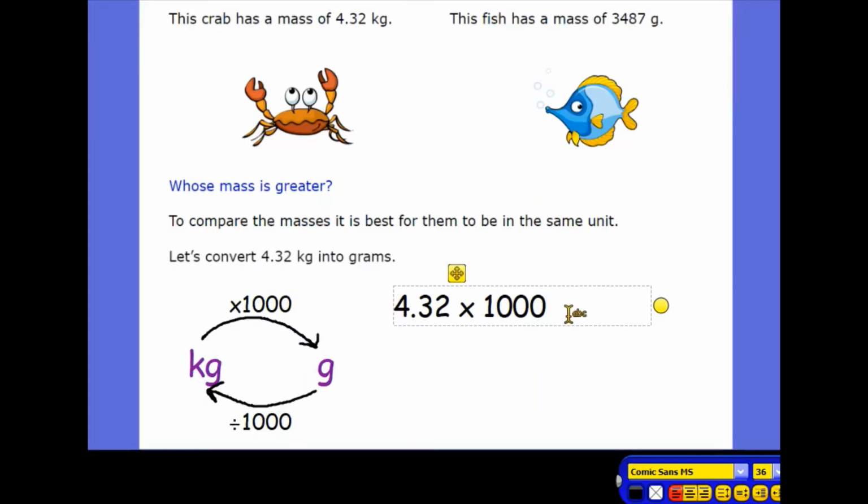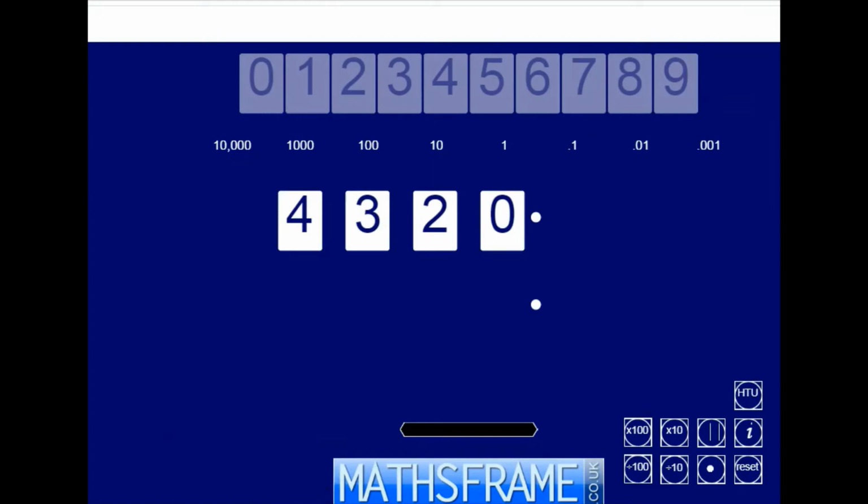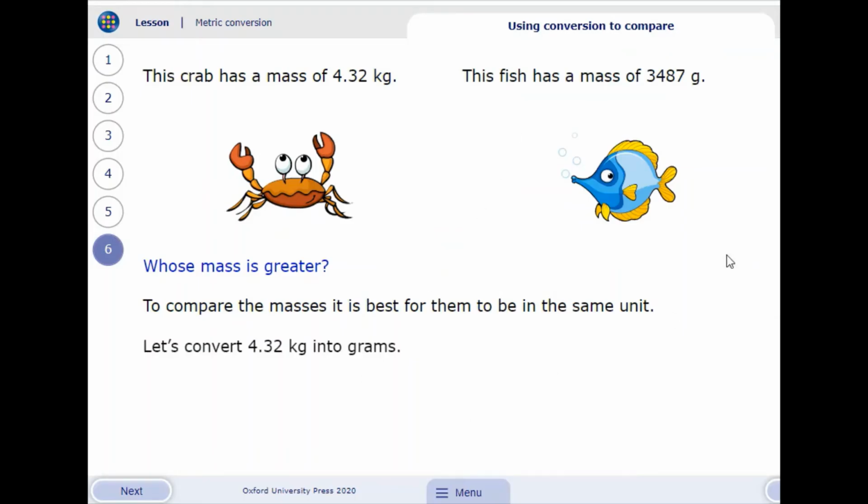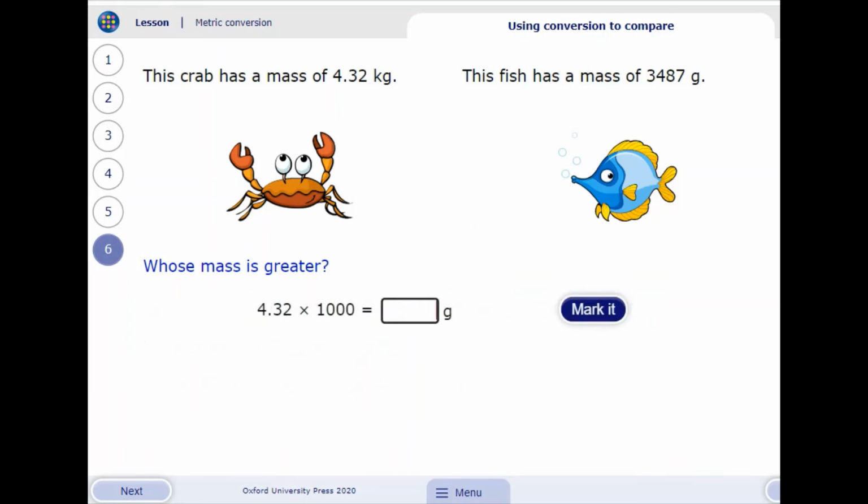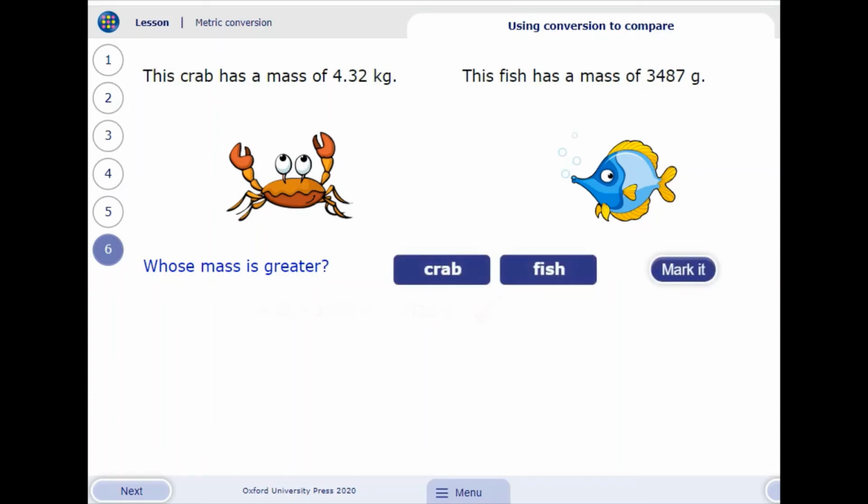4,320. So that is how many grams the crab weighs. 4,320. Let's pop that into the website. Well done.